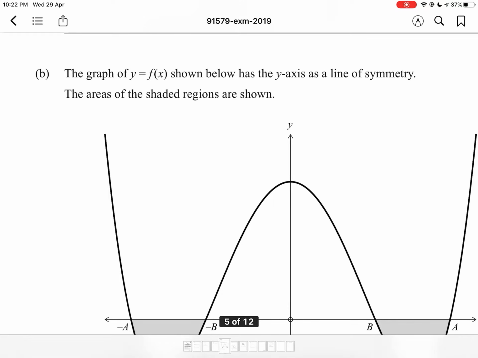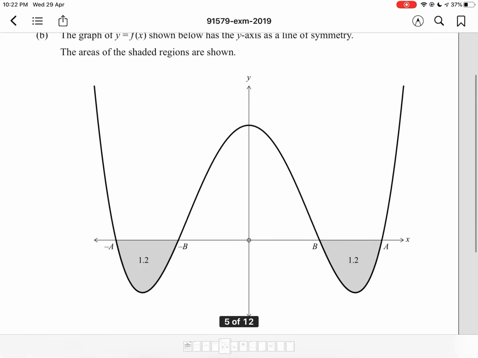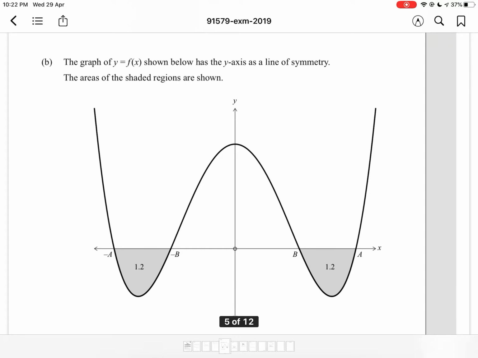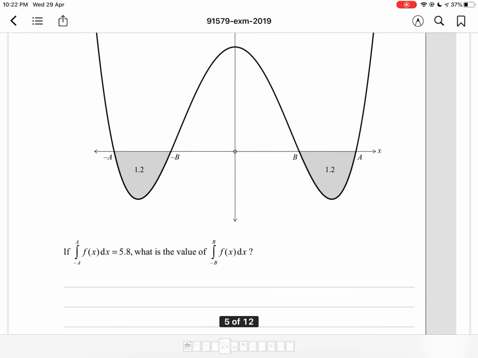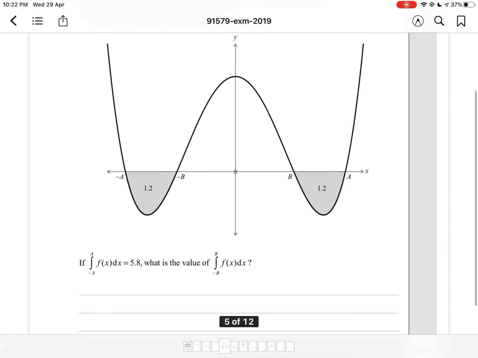Okay, so the graph y equals f of x shown below has the y-axis as a line of symmetry. The areas of the shaded regions are shown. If the definite integral between x equals negative a and x equals a of f of x dx equals 5.8, what is the value of the definite integral between x equals negative b and x equals b of f of x dx?